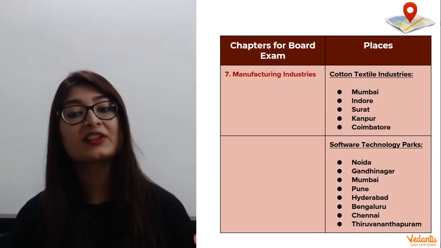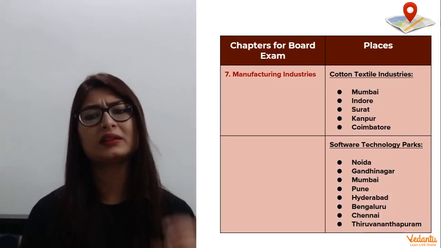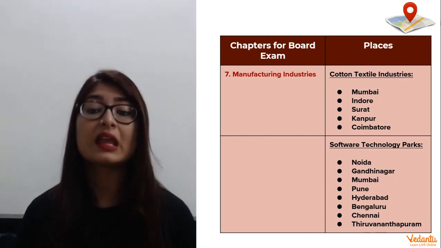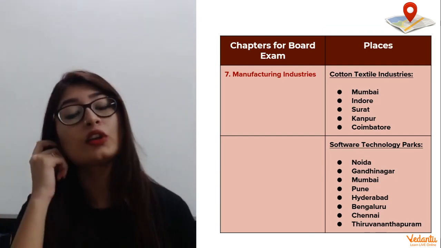Okay. For manufacturing industries, we have to be aware of where the industries are, where the cotton textile industries are, and where the major software technology parks are.